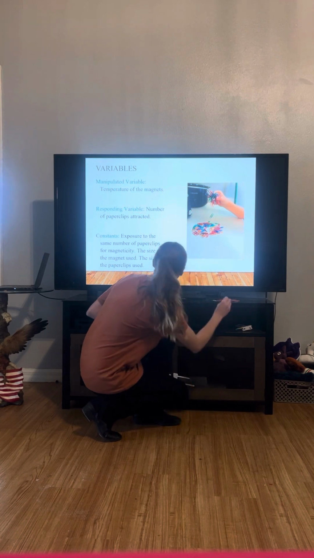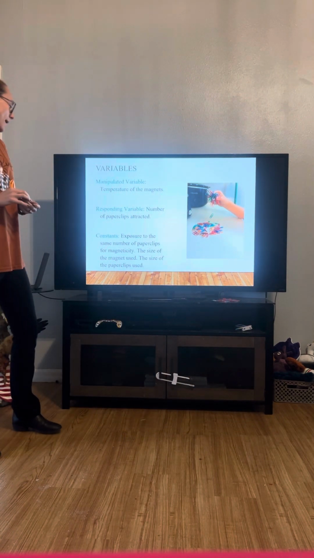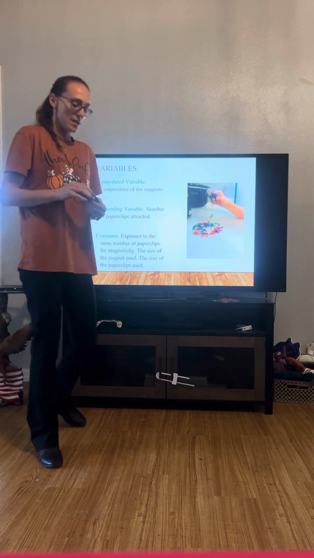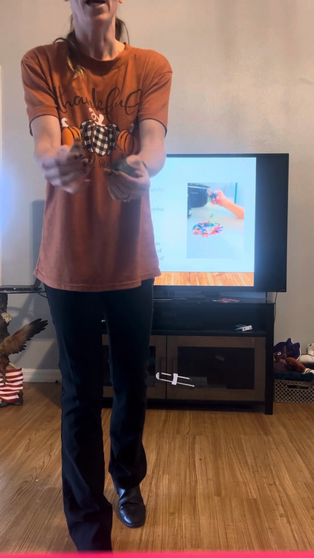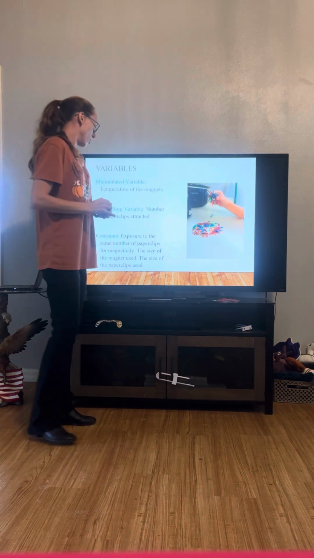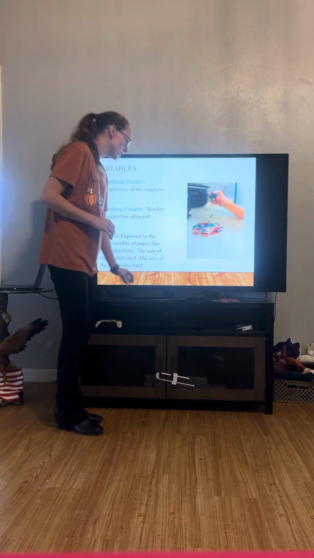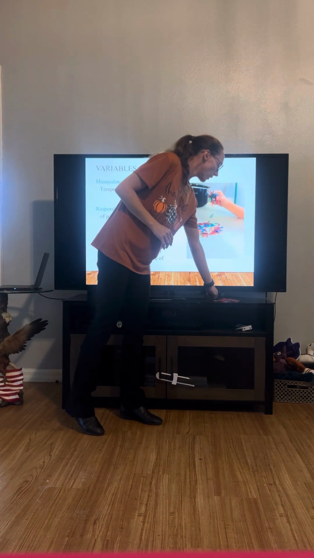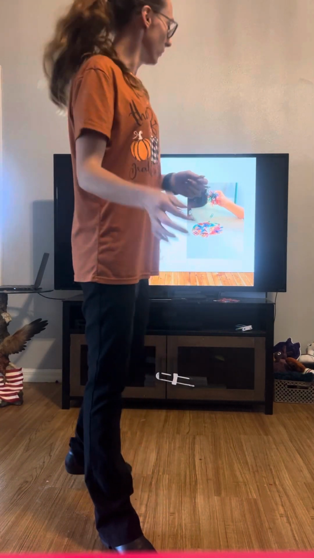Another one of the constants is going to be the size of the magnet used. As you can see here, every single one of these magnets is the same size. The ones in the refrigerator and the ones in the freezer are also the same size. And the size of the paper clips used is also the same. Every single one of these paper clips might be a different color, but they are the same size.